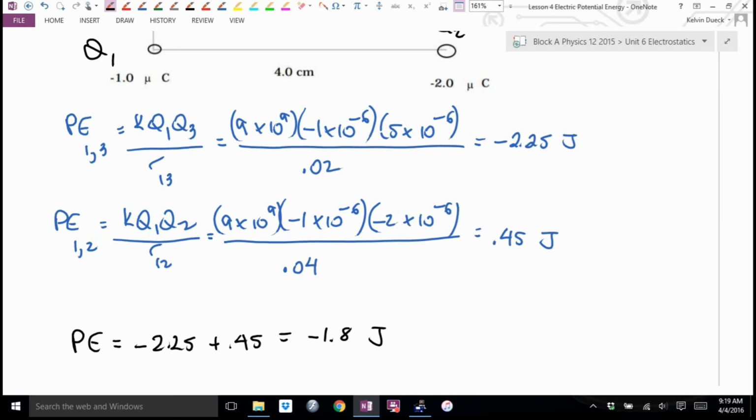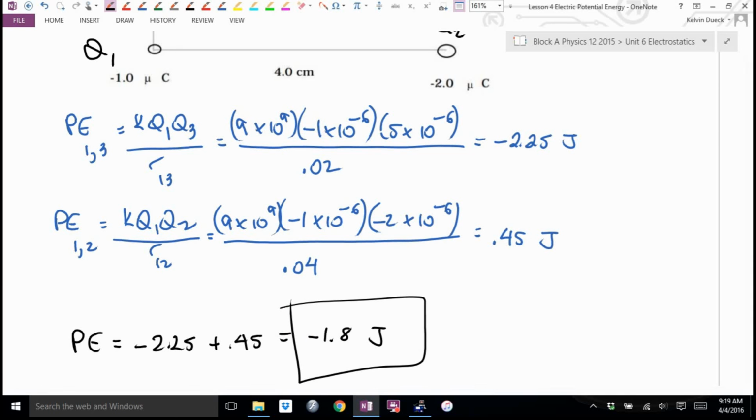If I'd gotten a positive answer, it would be telling me if I let charge 1 go, it would fall up, which in this case would be that way. It would shoot away from these charges. But with a negative potential energy, it's telling me if I let it go, it will move towards these charges. Now, as soon as it does that, everything's going to change because the charges are at angles and the forces will change. But for now, that's what the significance of the negative is. I'll even put a box around there because we did a lot of work.